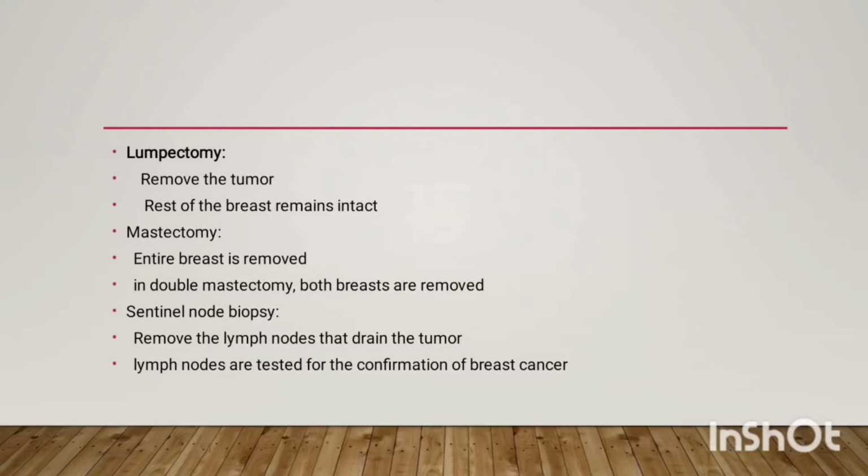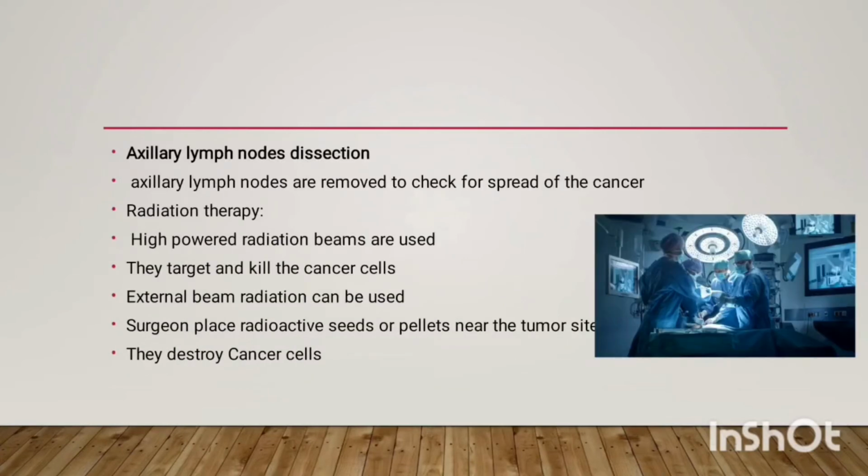Sentinel node biopsy. In this case, we remove the lymph nodes that drain the tumor. Lymph nodes are tested for the confirmation of breast cancer. And in axillary lymph node dissection, axillary lymph nodes are usually removed to check for spread of the cancer. And in radiation therapy, high-powered radiation beams are used. They target and kill the cancer cells. External beam radiation can also be used to assist in radiation therapy. Surgeons place radioactive seeds or pellets near the tumor site and they destroy the cancer cells.